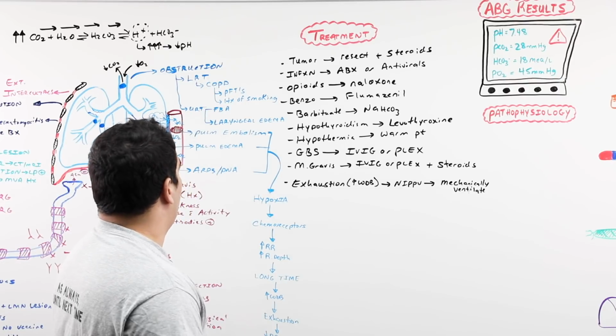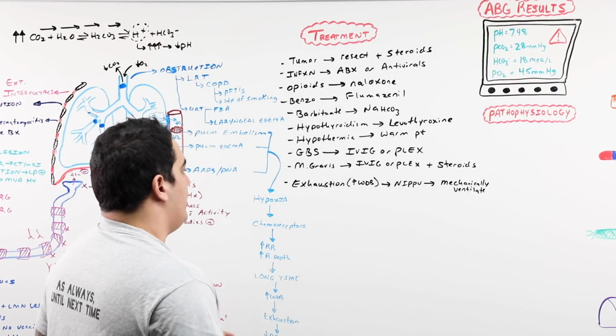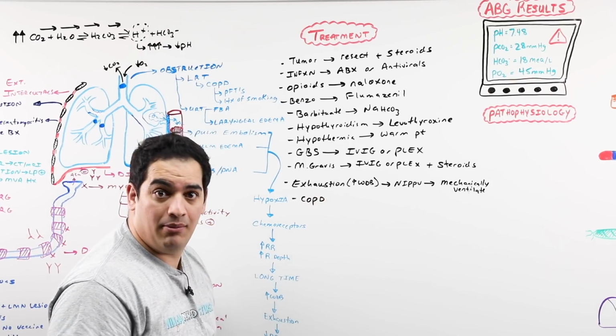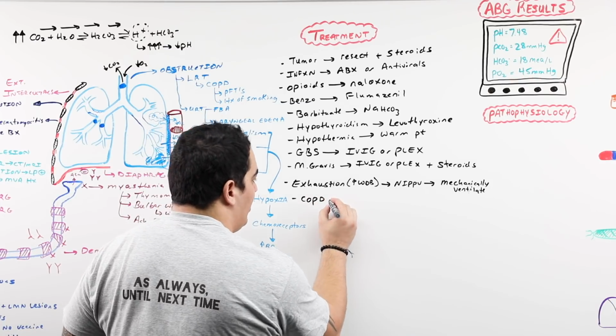Okay, so what if it's not a muscle issue, and what if it's an obstruction issue? So in patients with underlying COPD, chronic bronchitis, emphysema, again, you want to just be very careful with these patients.